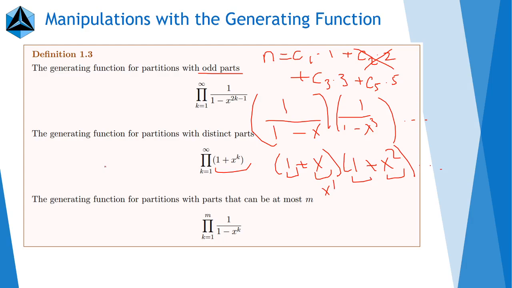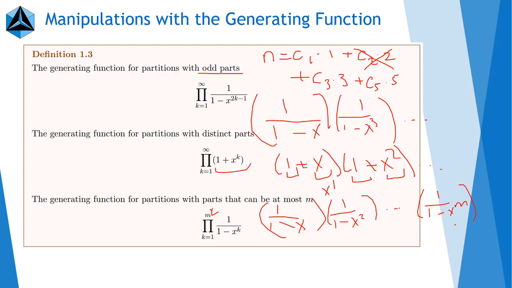So the generating function for partitions with parts that can be at most m is this. Instead of the infinity symbol, we have an m over here, which just means that this goes from 1 over 1 minus x, 1 over 1 minus x squared, and so on, until you get to 1 over 1 minus x to the m. We don't go on infinitely. Since parts can be at most m, we can't pick parts greater than m, so we have to stop there.